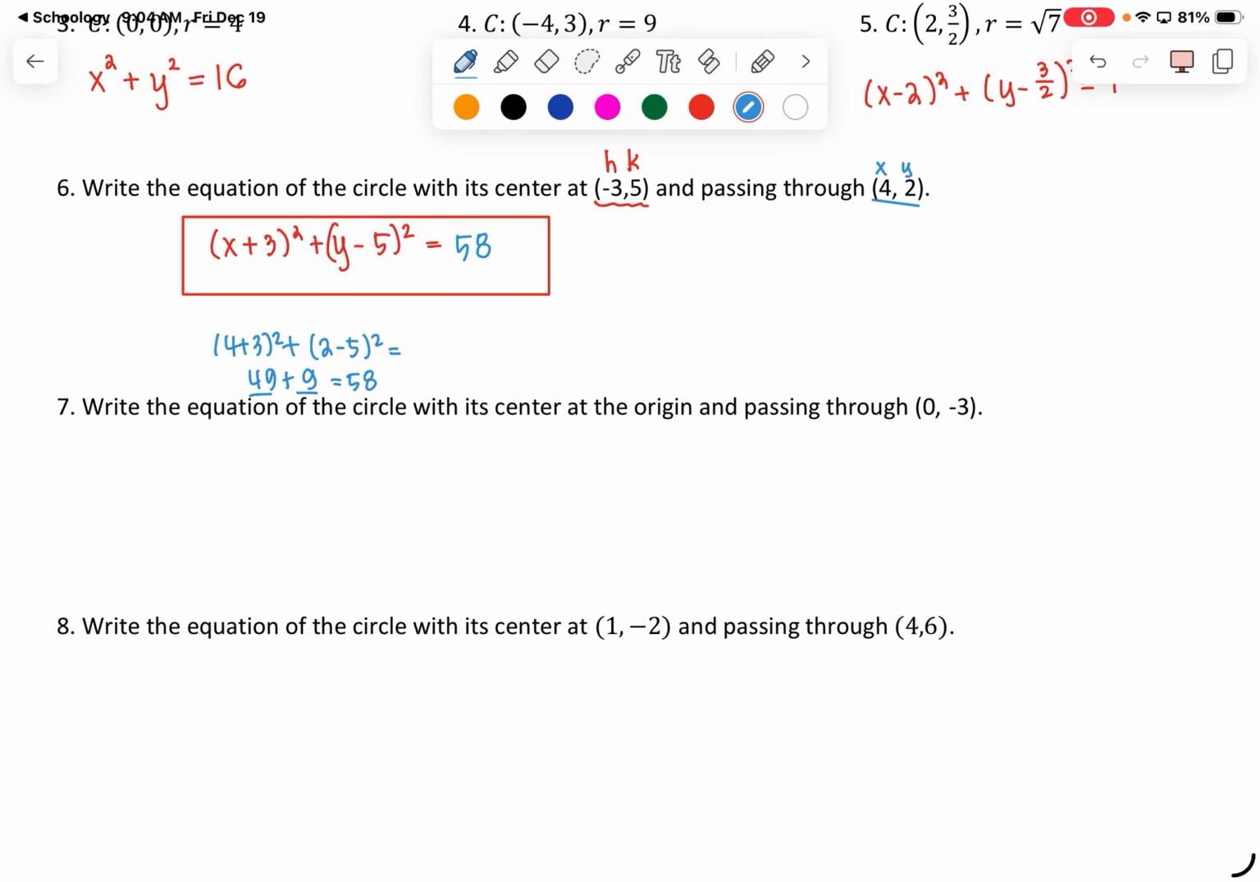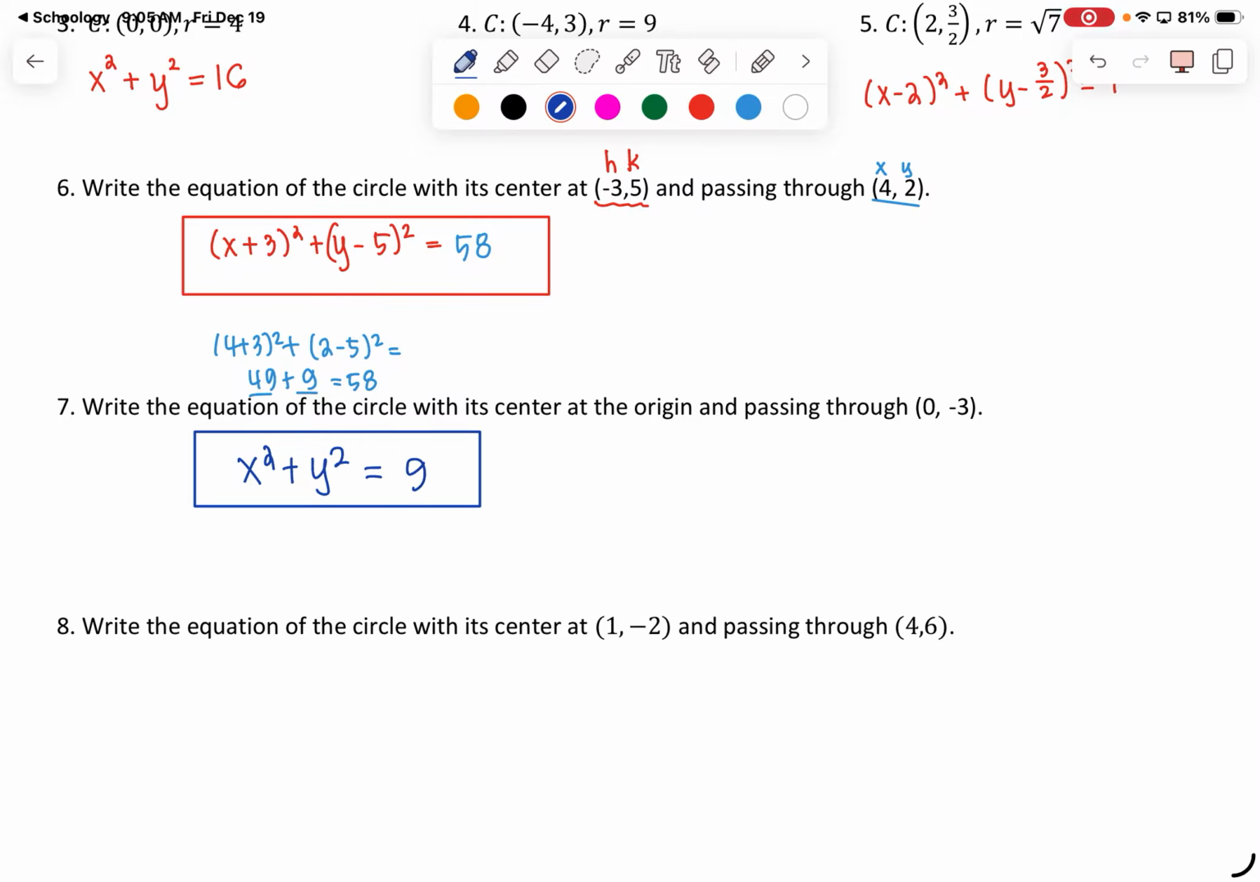All right, here's the next one. Write the equation of a circle with the center at the origin. So that's x squared plus y squared equals. And then once again, I'm going to box this because I'm almost done. And then passing through 0, negative 3. So this is an easier one because the origin is 0, 0. So if it passes through 0, negative 3, that means the radius is 3 and r squared is 9.